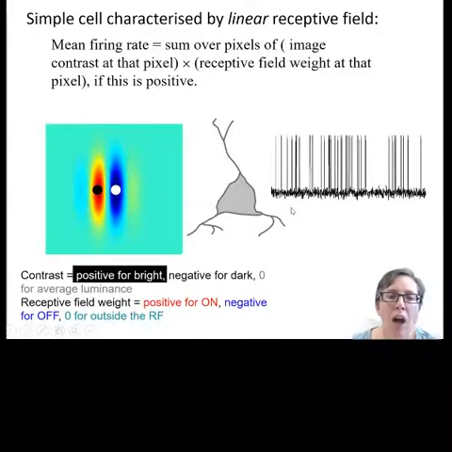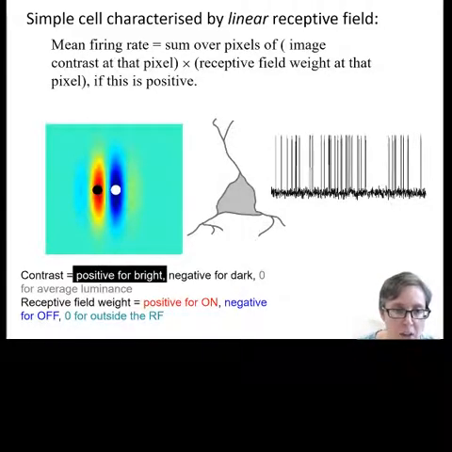Okay, so a simple cell is so simple that you can come up with a mathematical model to describe its response. So by response, let's say I mean the average firing rate. On many repetitions, on average, how many spikes per second are we going to get? And that depends on the image in the following way. You have to sum over all the pixels of the image, and for each pixel you have to take the image contrast, multiply it by the receptive field weight, and sum all those up. And then if that's positive, that's great, just leave it as it is. And if it's negative, replace it with 0.